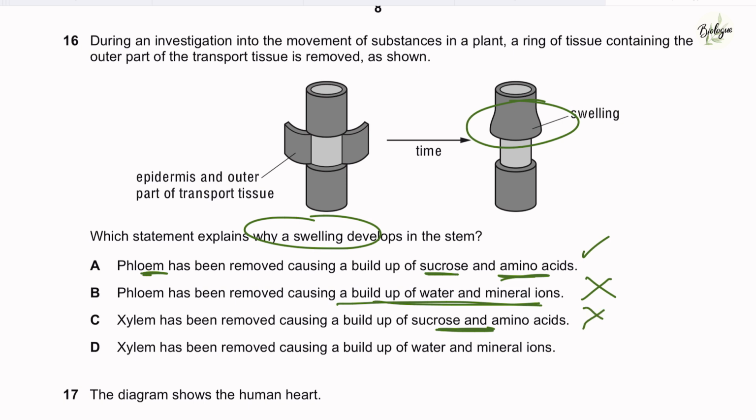Xylem has been removed. So to identify whether it's xylem or phloem, remember xylem only transports water in one direction, which is in the upward direction. Whereas phloem transports amino acids and sucrose in both directions, so in both the upward and downward direction. So the only possibility is actually for phloem to transport sucrose and amino acids up, and because that mechanism is disrupted, it causes swelling. So the swelling is actually the accumulation of sucrose and amino acids in the upper part of the stem. So the answer is A.